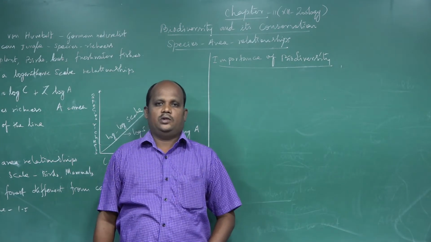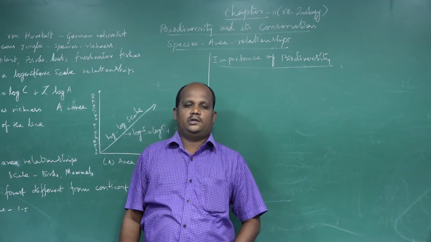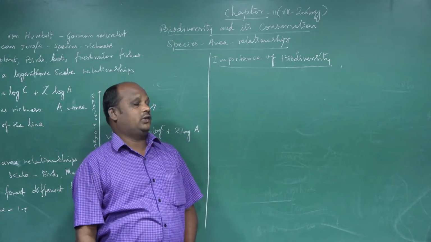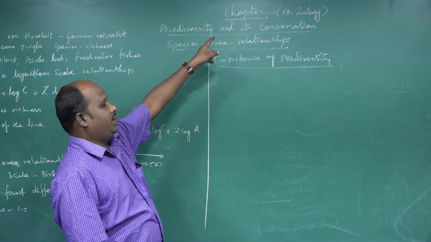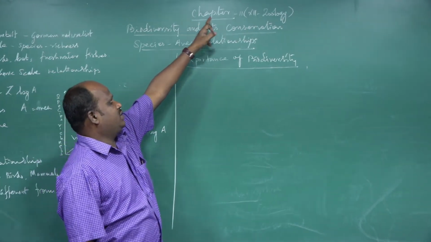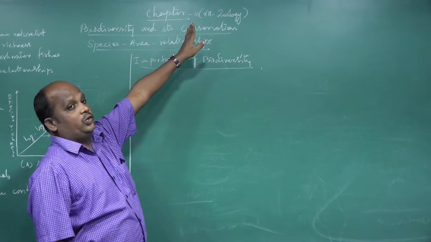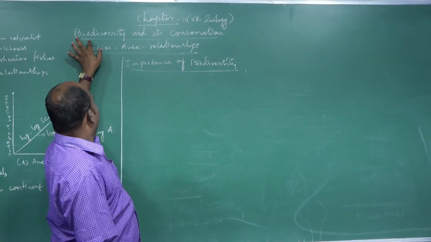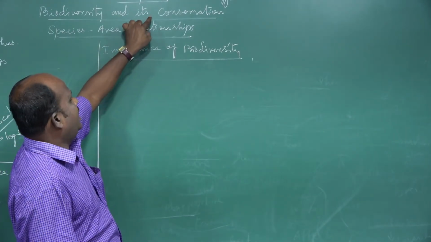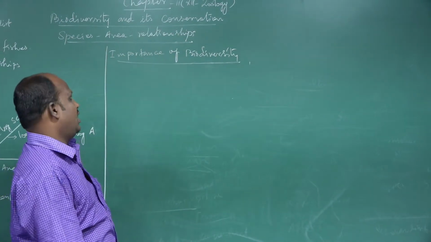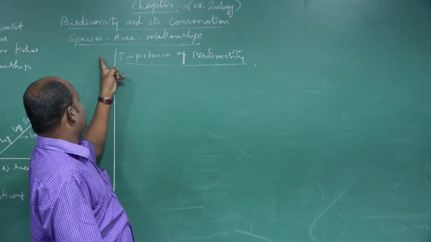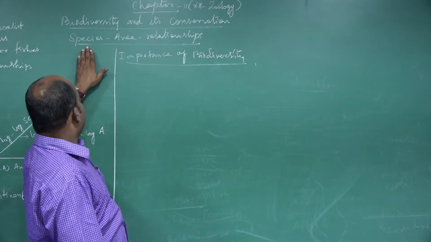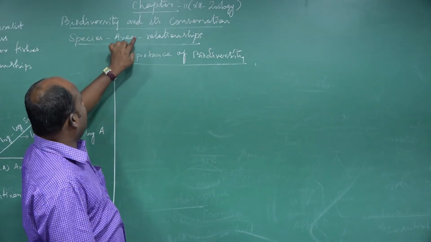Dear students, today we are going to start the 12th standard, 11th chapter of the Biology textbook. The topic is Biodiversity and Its Conservation. The subtopic name is Species and Area Relationship.